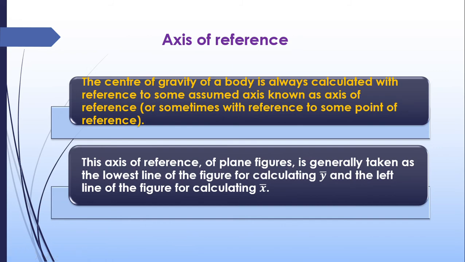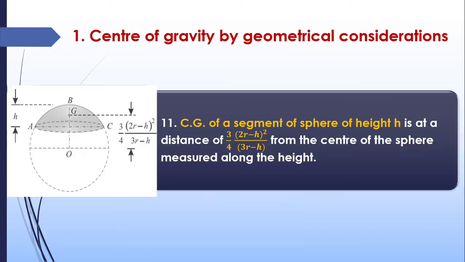Now a term is there: axis of reference. Axis of reference means the axis from which we are taking the center of gravity. For example, I told you that the center of gravity of this segment will be at a distance of this from this axis. So we take the reference axis as the base of this segment.